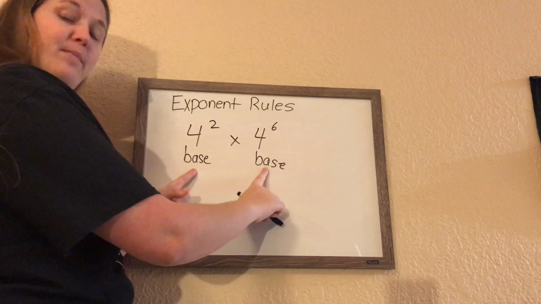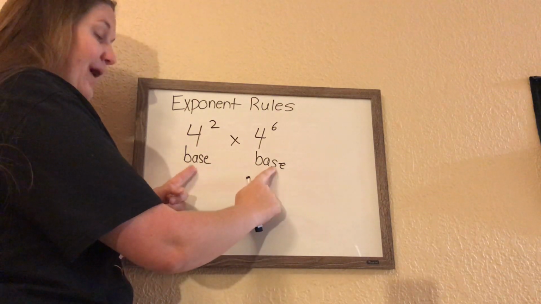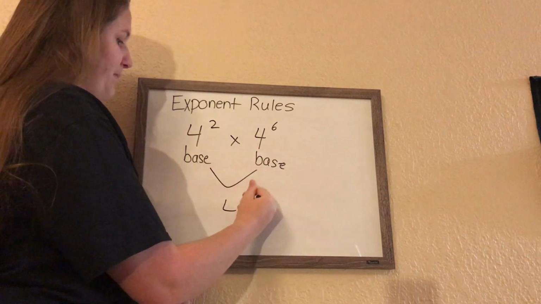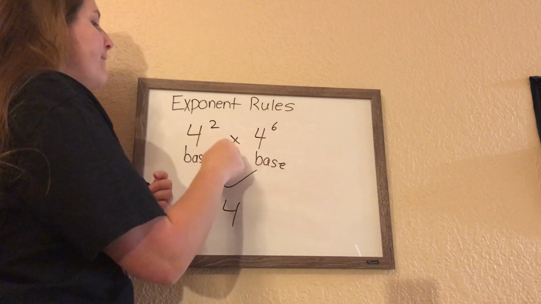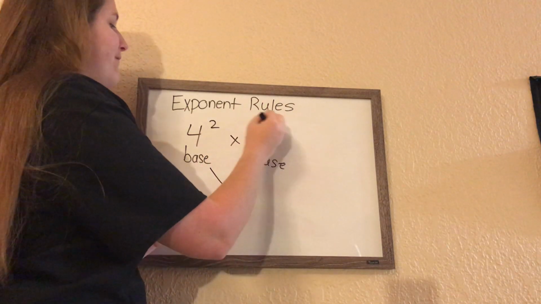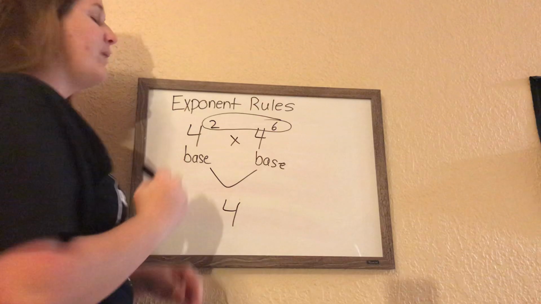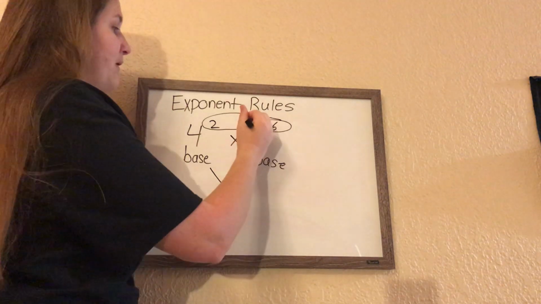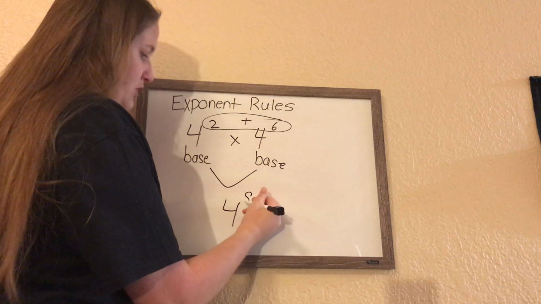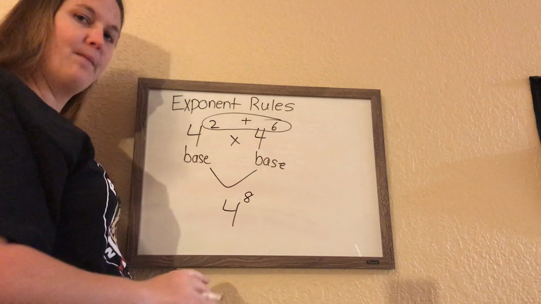Now, when you're multiplying and you have the same base, you can leave it, you can combine them. We're gonna leave the base as 4, okay? But now, see, since I have this multiplication sign here, this is weird. We have a rule with our exponents where we can take those 2 exponents up top and we can add them. So 2 plus 6 is 8. So we would say, what's 4 to the 8th power?